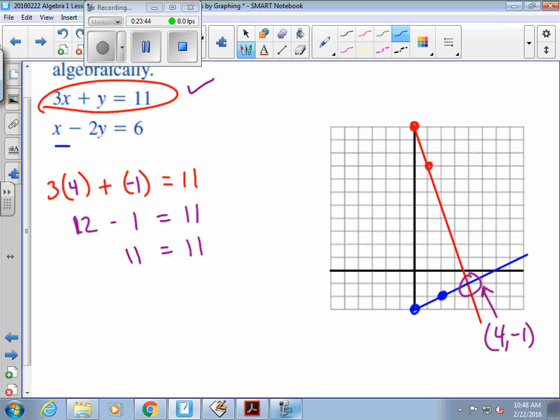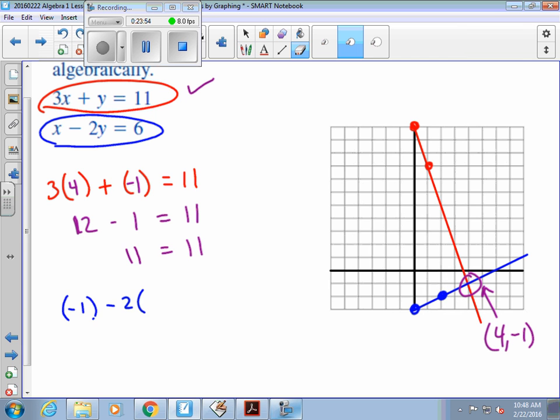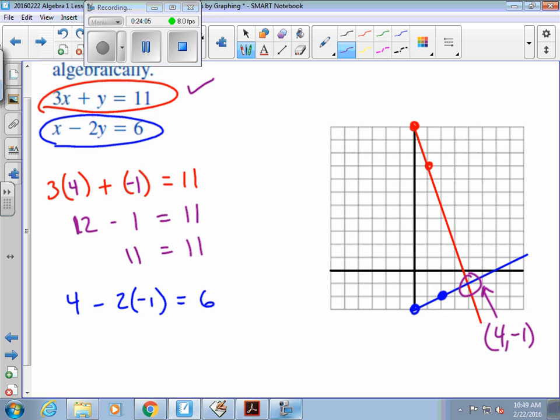When we do the same thing with the other equation, instead of x minus 2y, we'll have, remember it's x comma y, instead of x we'll have 4, minus 2 times y, which is negative 1, is equal to 6. Remember, a negative times a negative is a positive 2. So 4 plus 2 is 6. That is also a true statement. 6 equals 6. Therefore, that is a solution to that one. So your solution to your system of equations is 4, negative 1. And that's the solution right there.